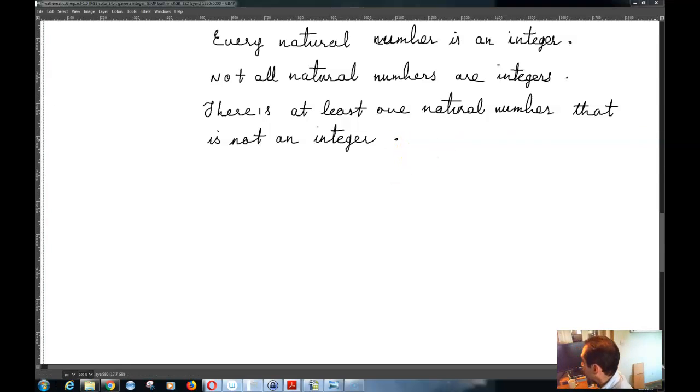So number 5 is, but they have written it as every natural number is not an integer, and I suppose, well, we can let that slip, but really, if you want to write it properly, you have to write it this way.